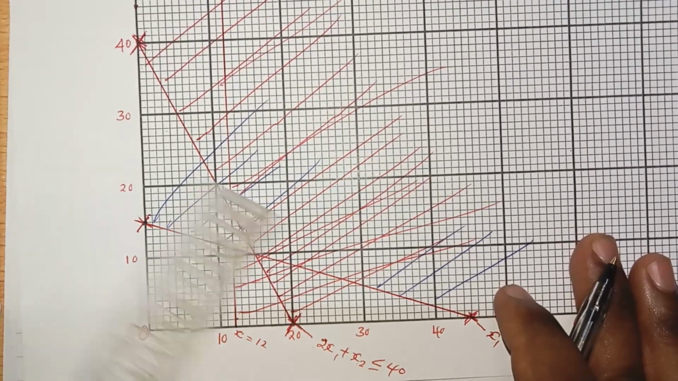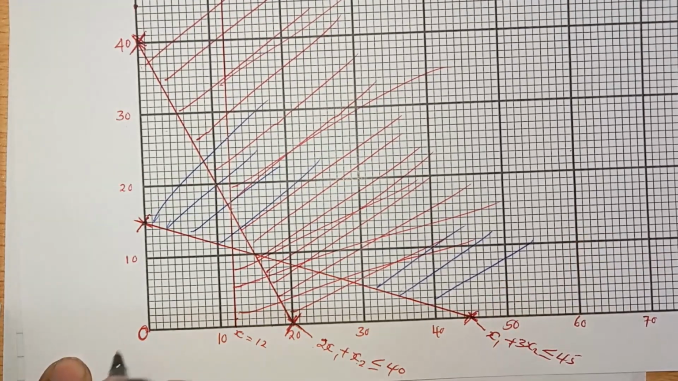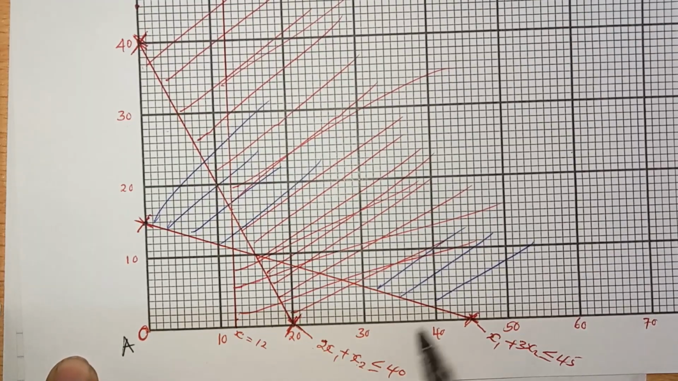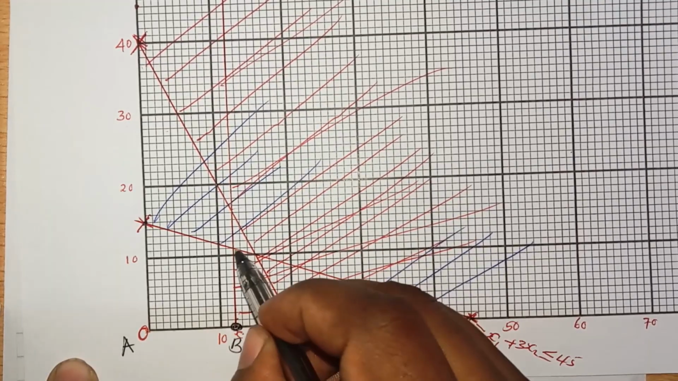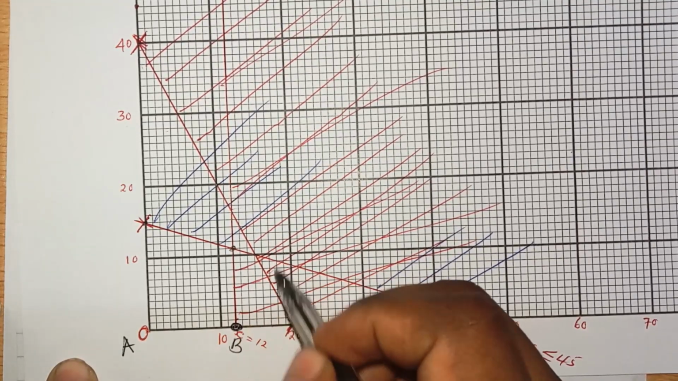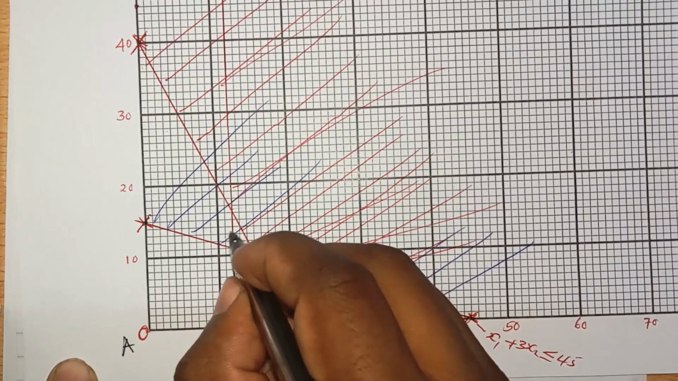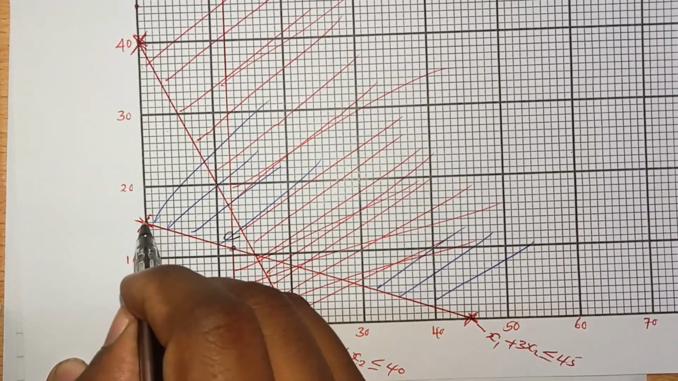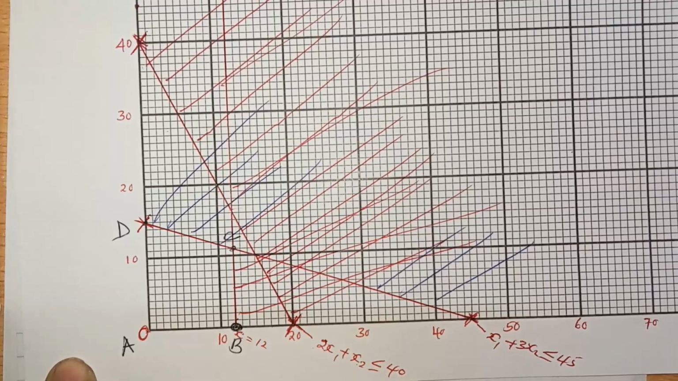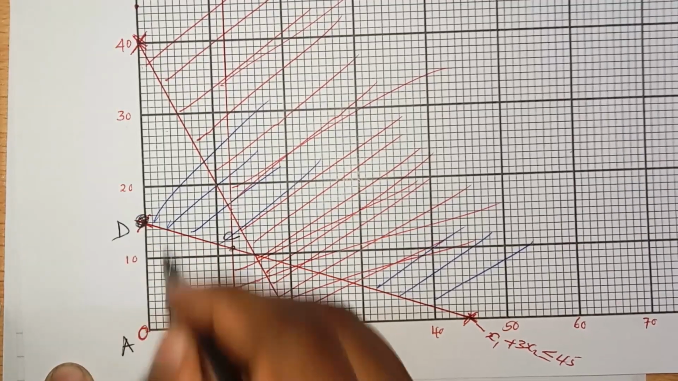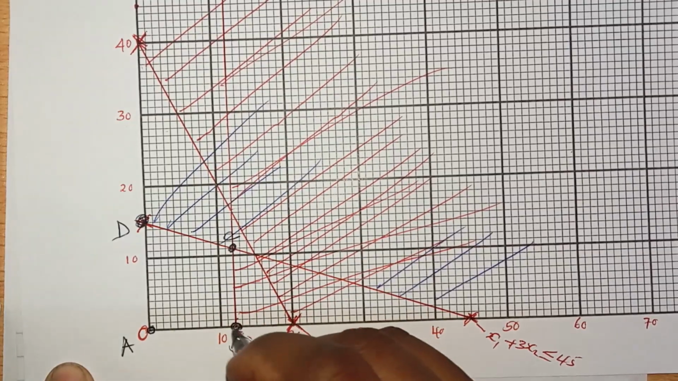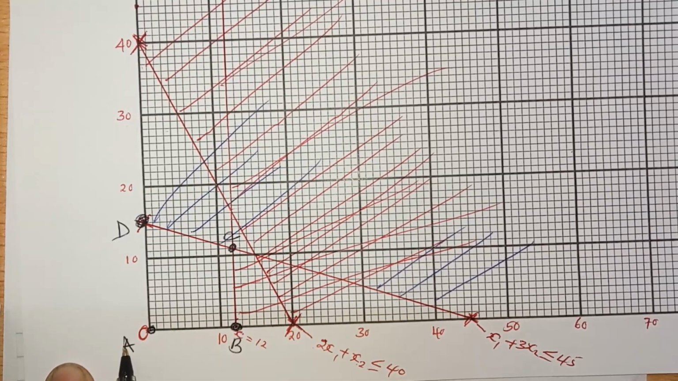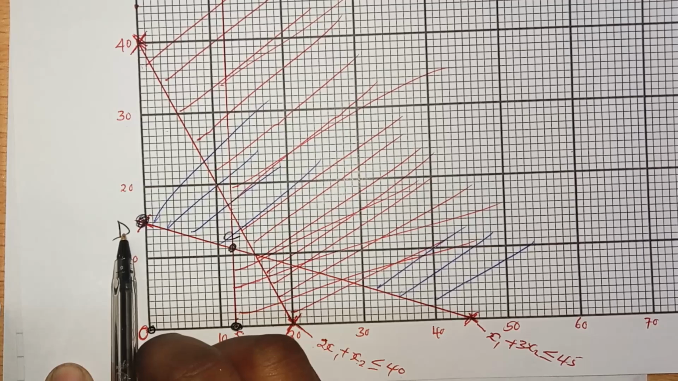So, the corner points. This is going to be our point A. Then the next corner is going to be this one, point B. Then where these 2 lines intersect is going to be our point C. And this one is going to be our point D. So here we have 4 points: point A, point B, point C, and point D.